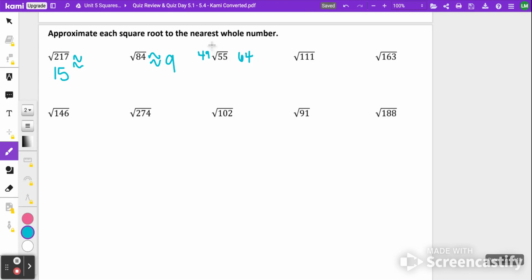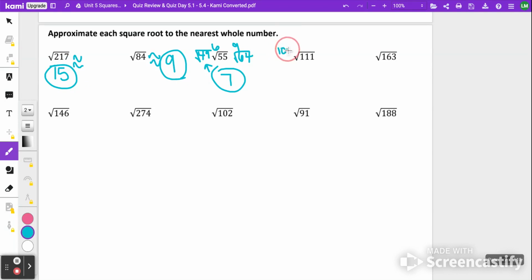49 to 55 is a 6 increase. 55 to 64 is a 9 increase. That's closer to the square root of 49. So that's going to be around 7. Go ahead and circle these since we're going to be showing some of our work here.